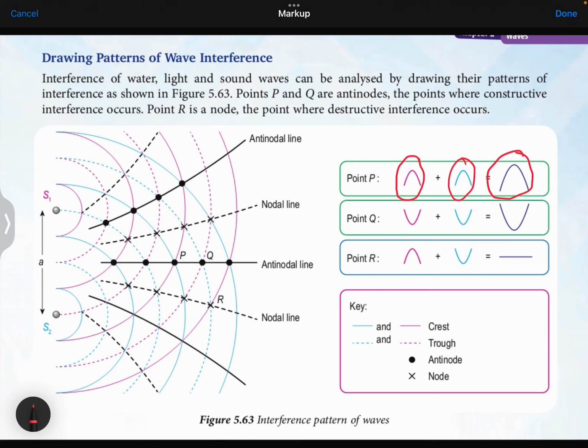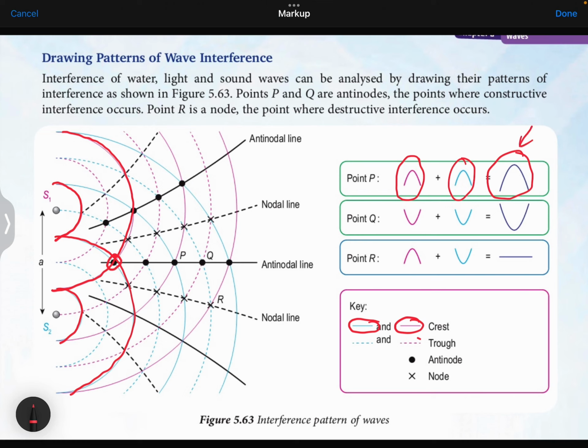Now you can see here, this is the crest. This is the crest, and this is another crest. This is another crest here. This one, another crest. Now you can see the crest here meets another crest from the other source of wave here. You see that? That is the crest meeting a crest. So the amplitude is twice.